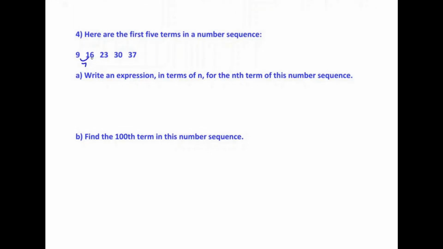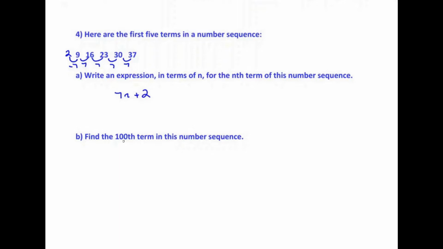So 9 to 16 is going up in 7. 16 to 23 goes up another 7. 23 to 30 also goes up 7. And 30 to 37 also goes up 7. So the start of our expression for the nth term is going to be 7n. We now need to know the number before the 9. So to find that number, we go backwards, so we take away 7, and that number is going to become 2. So our nth term is going to be 7n plus 2.